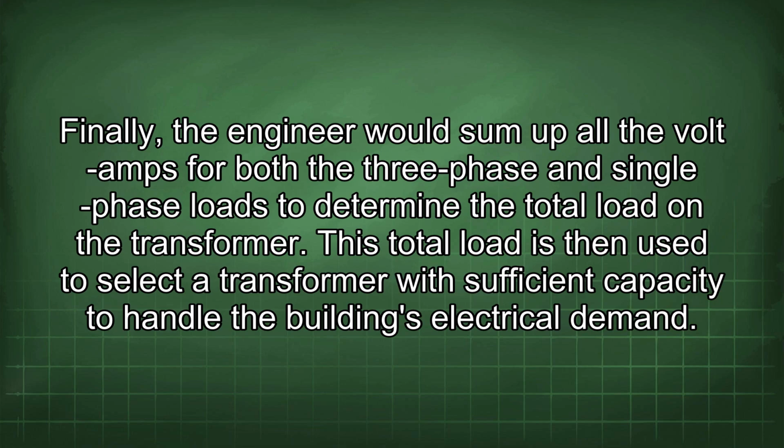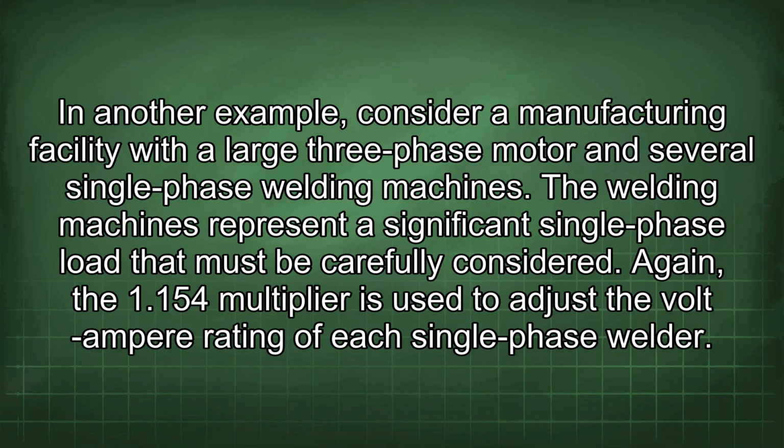This total load is then used to select a transformer with sufficient capacity to handle the building's electrical demand. In another example, consider a manufacturing facility with a large three-phase motor and several single-phase welding machines. The welding machines represent a significant single-phase load that must be carefully considered. Again, the 1.154 multiplier is used to adjust the volt-ampere rating of each single-phase welder.